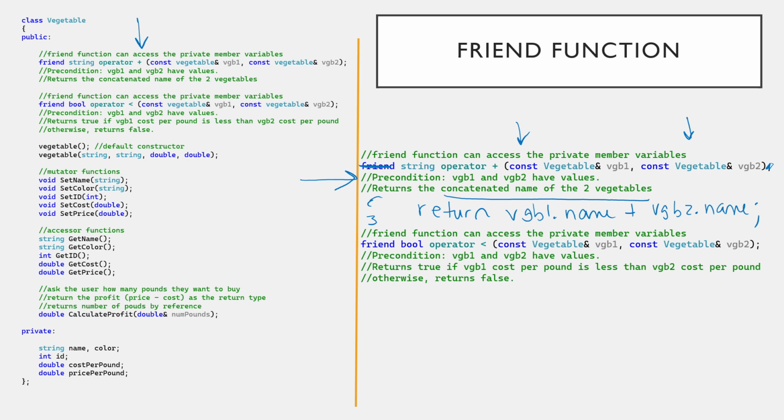This other function is going to compare, and it's going to return true if the cost per pound of this vegetable is less than the cost per pound of this vegetable. So let's take a look at the next slide.